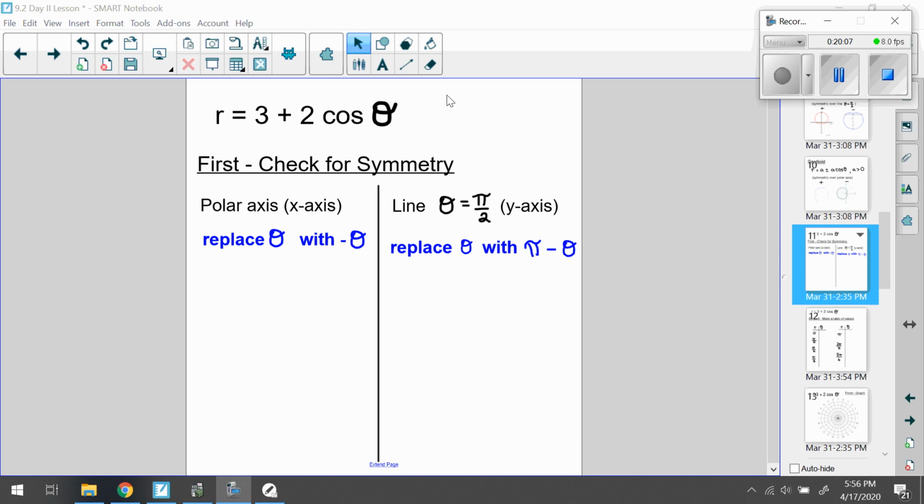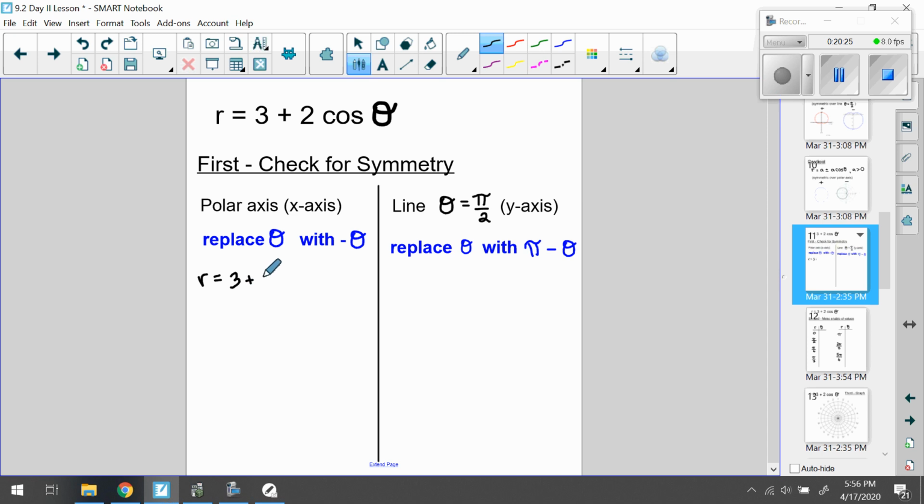So first we're going to check for symmetry. So we'll start with polar axis symmetry. And I'd really like you to do this as part of your homework. So if you could play along, and it takes a little extra time, but again, I think the payoff is worth it because it helps us draw the graph a lot faster once we notice our symmetry.